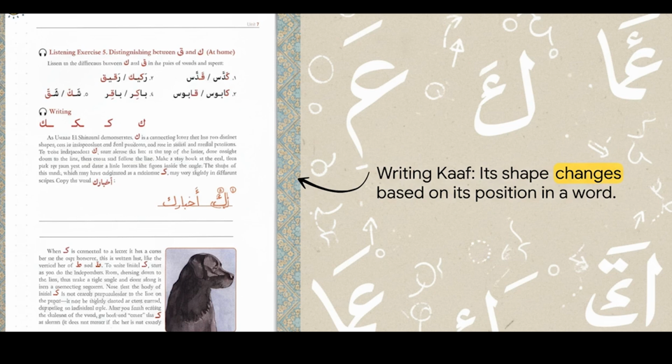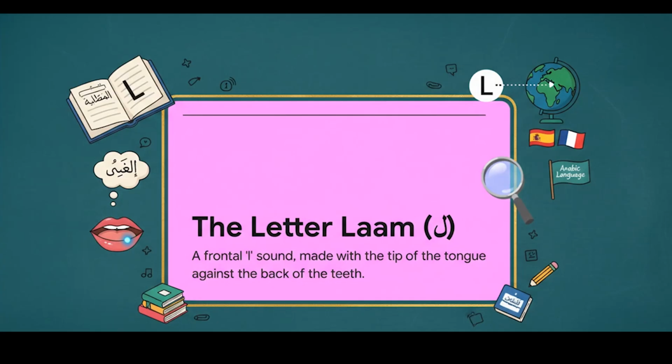So when it's at the beginning or in the middle of a word, it has this cool swooping shape. But when it's at the end or all by itself, it transforms into this larger curved shape. And that little symbol inside? It looks like a hamza, but it's actually a tiny little qaf. How cool is that? Okay, our final letter for today is lam, which makes the l sound.